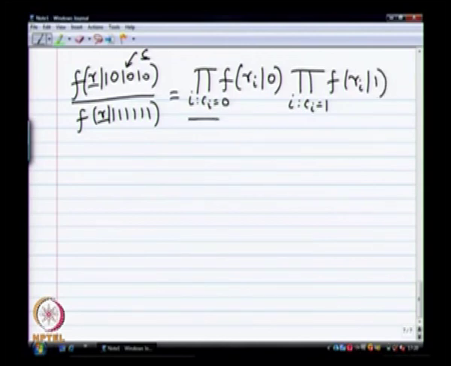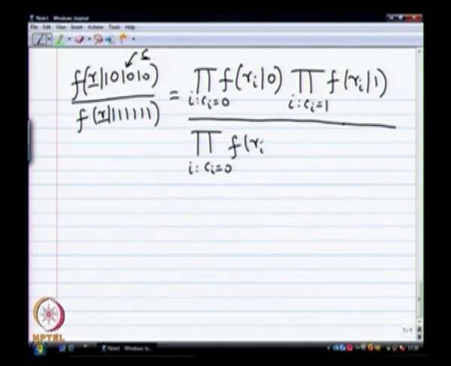In the denominator, what do you have? All of them are 1s, so the product over all i of f of r_i given 1. Even though the denominator is different, I will write it just like that. So this is essentially what is happening here.